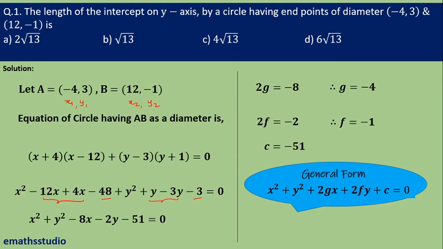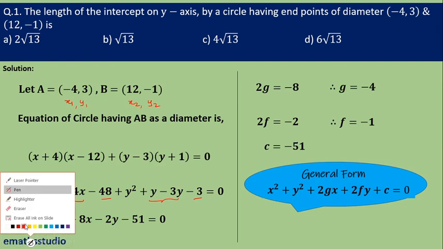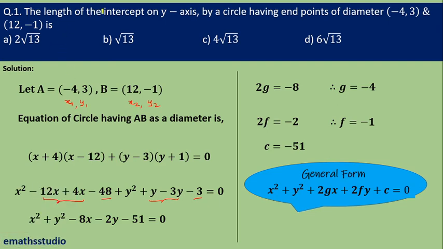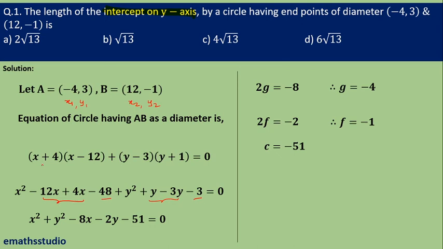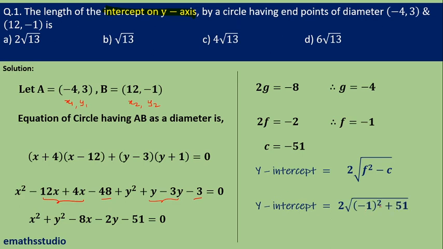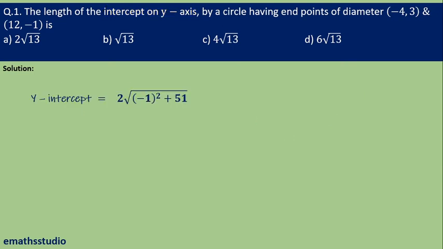Now once we get all these values, looking at the question, what I come to know is, we have to determine the length of the intercept on y-axis, that is y-intercept. And for y-intercept, we have discussed the formula that was 2 into root of f square minus c. Now f value we have, c value we have. So if we substitute those values, it becomes 2 into root of minus 1 the square plus 51, because the c value is minus 51. Now in next step, this can be written as 2 into root of 52.